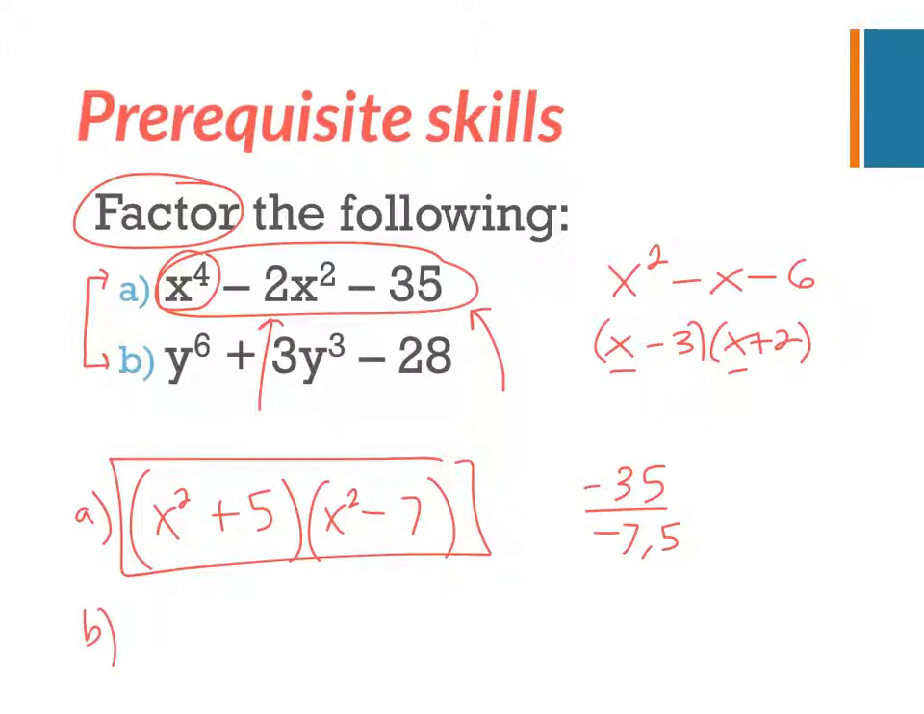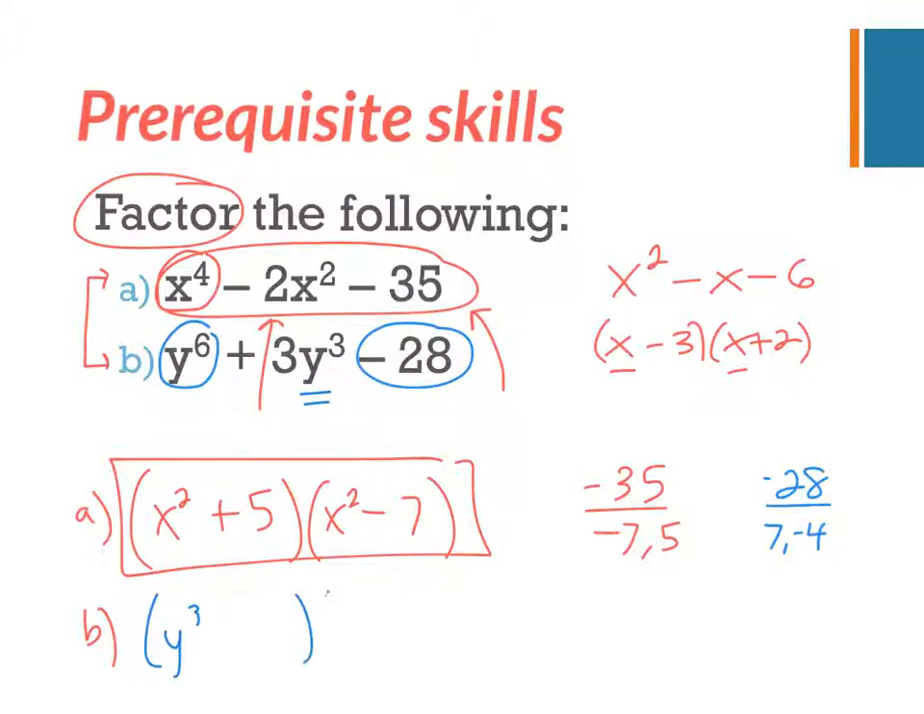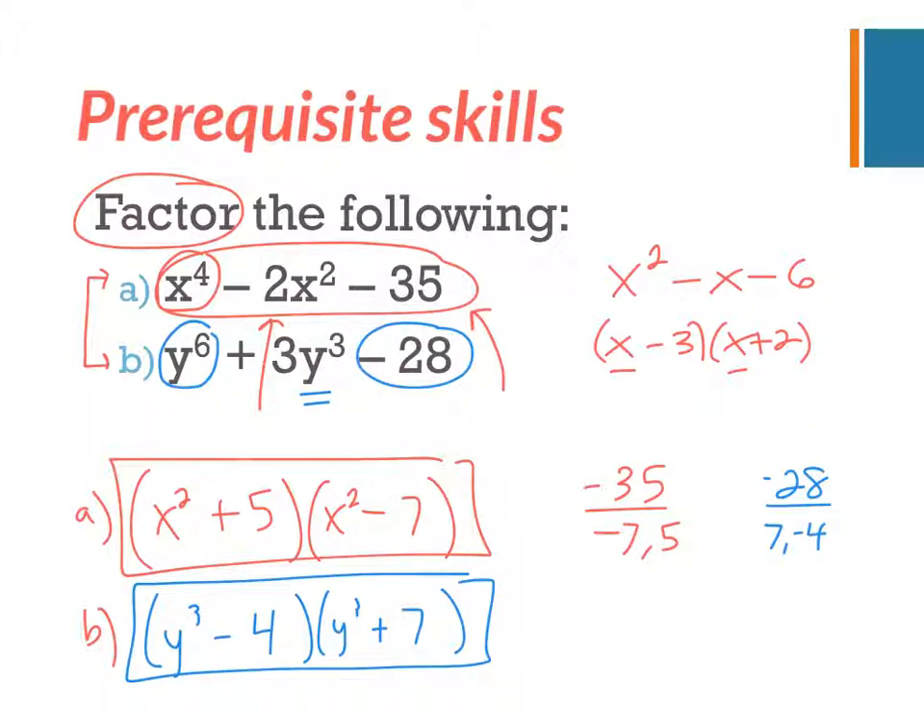Similar to B, if I look at factors of -28 that add up to +3, right away I see +7 and -4. And since this is y to the 6, there's several ways I can split this up. But usually it relates to your middle term of y to the 3rd. And so to split up y to the 6, I can write it as y to the 3rd times y to the 3rd. And since the factors of -28 that add up to +3 are +7 and -4, that would be the fully factored form of part B.